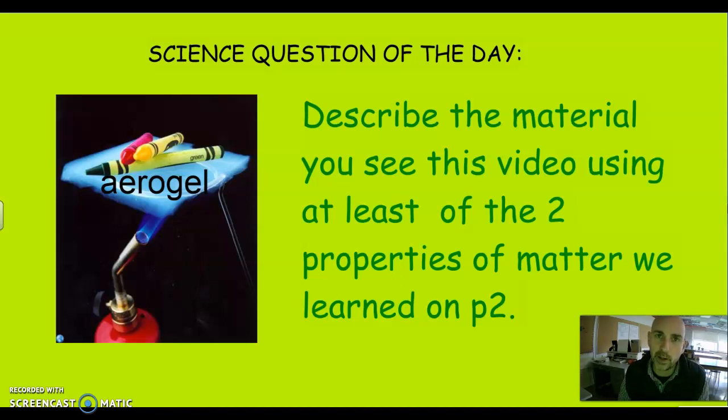We're going to move on with our properties of matter unit, and today we're going to be talking about how we can use those properties of matter to describe whether something is physical or chemical. So go ahead and take a look at this material here called Aerogel, and have your notes packet ready and use two of the words from our properties list to complete the following question. Can you describe this new material using at least two of the properties that you learned in this packet, in this unit so far?